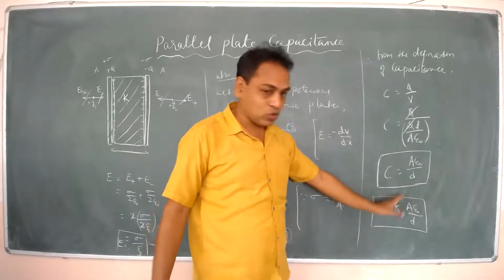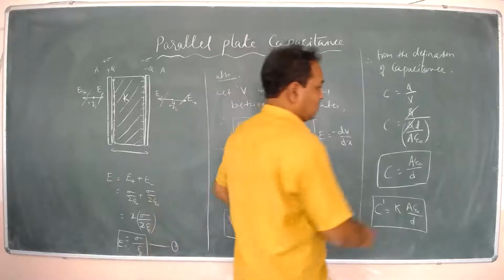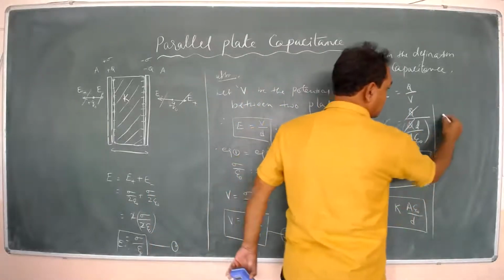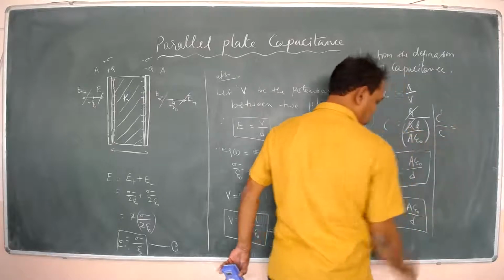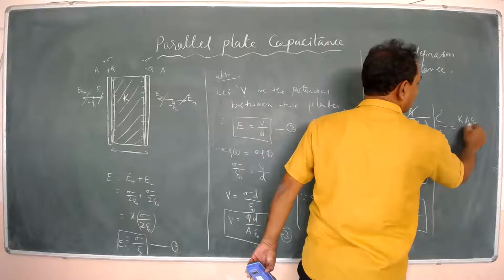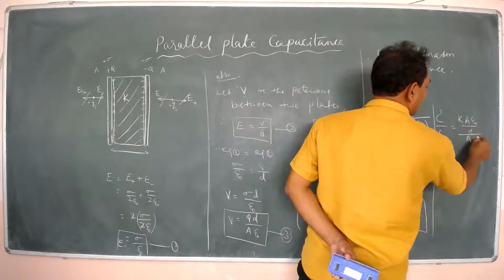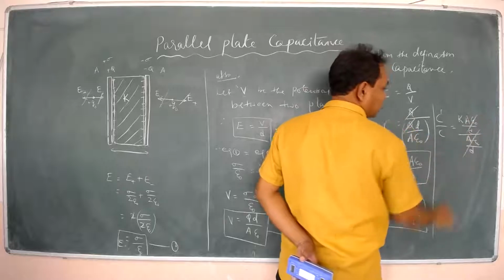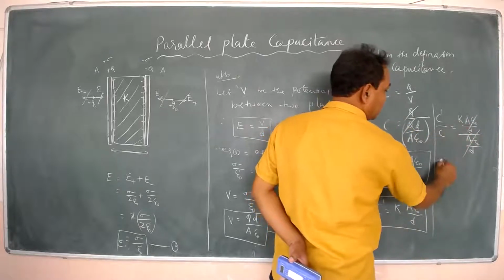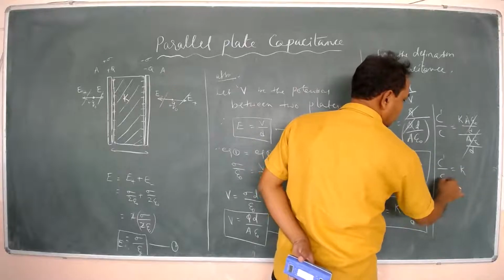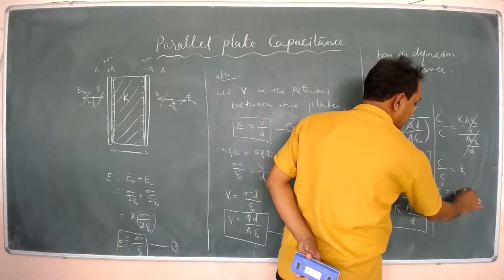Let us divide these two equations, and we will come to know. Suppose I divide these two, C dash by C is equal to K A epsilon naught by D whole divided by A epsilon naught by D. Here A epsilon naught by D cancels with A epsilon naught by D. What is left? C dash by C is equal to K. Therefore, C dash is equal to K times C.